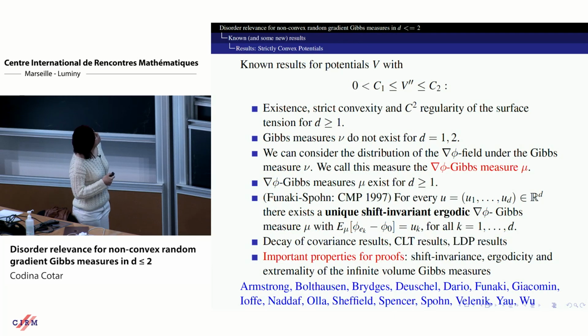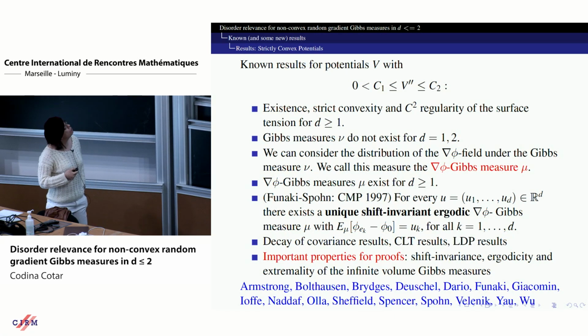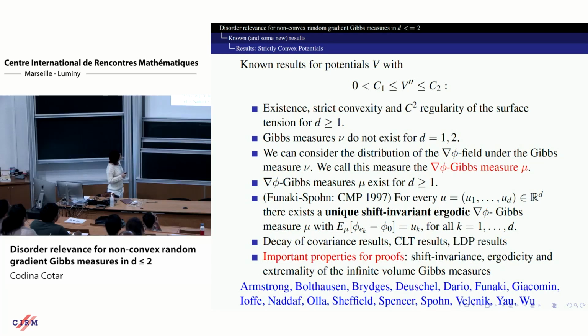So I'm going to next talk about the known results that we have for potentials which are uniformly strictly convex. So potentials which somehow have the same quantitative behavior as the Gaussian free field.